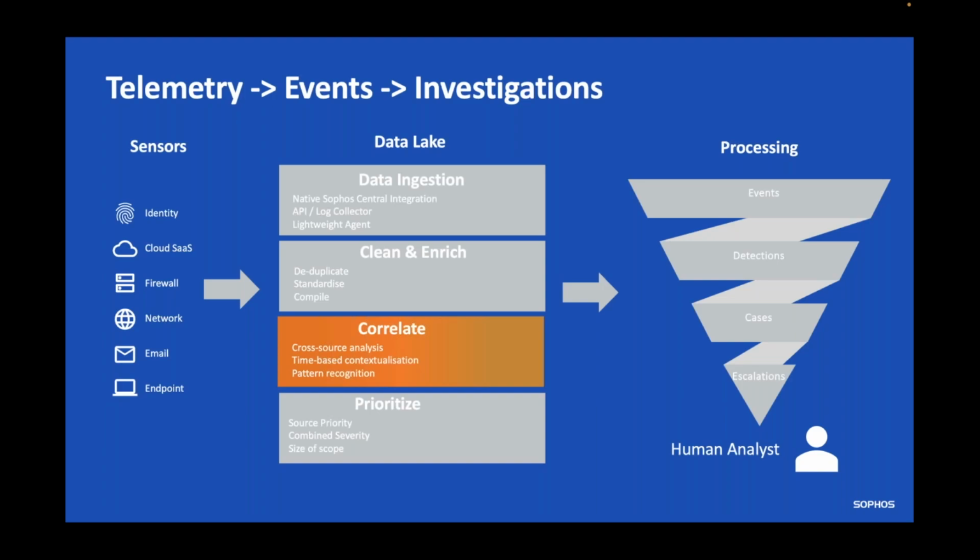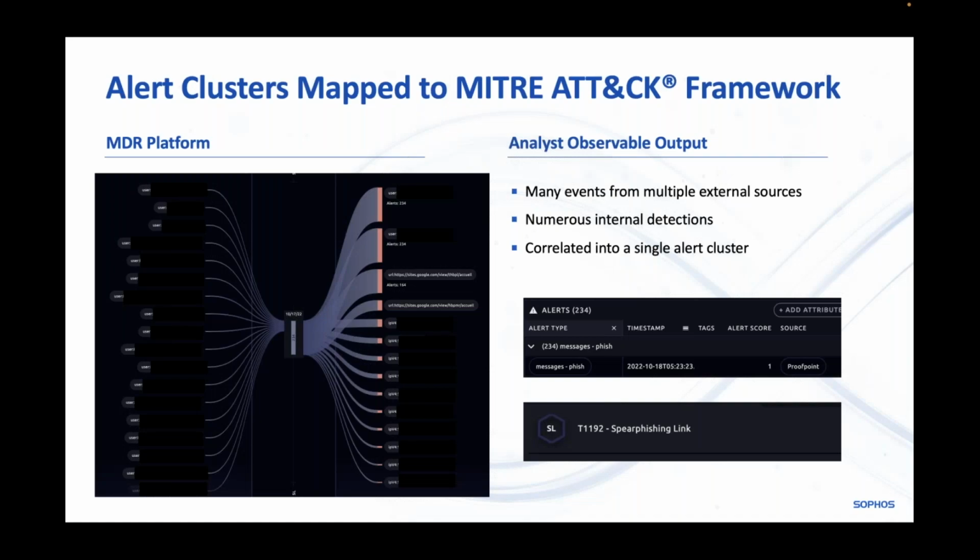So wouldn't it be great if we could pin together all the bits of telemetry and work out what an attack is and look at the attack from front to back in its entirety? And that's exactly what the correlation phase is all about. So first of all, don't worry about the GUI here.